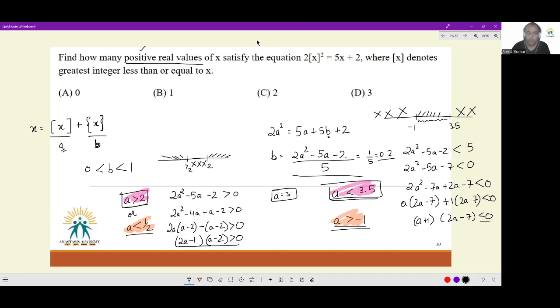Go back and put it down here. 2 into 9 is equal to 5 into 3.2 plus 2. On the LHS, we are getting 18. On the RHS, we are also getting 18. 5 into 3.2 is 16. So yes, there is one acceptable value. There is one acceptable positive real value of X satisfying this equation.